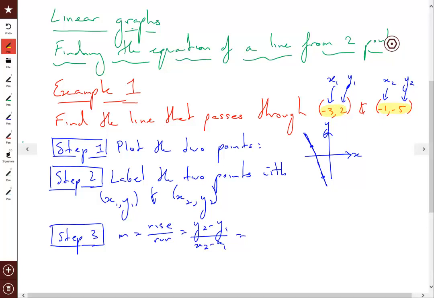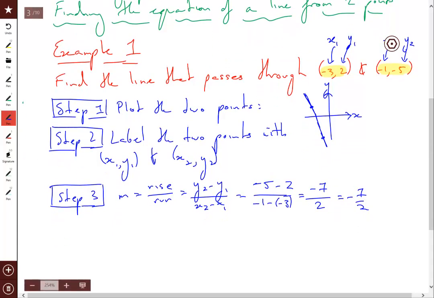Okay, so we end up with y2 is -5, take away 2, all divided by -1, take away -3. Please be really careful. Don't stuff up this bit here. So very often people will just forget the second negative. It's minus because the minus comes from here, and then it's a -3 which comes from there. So we end up with -7 on 1 plus 3 becomes 2. And so this is our gradient.